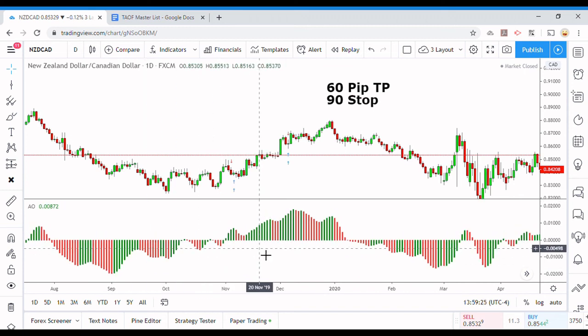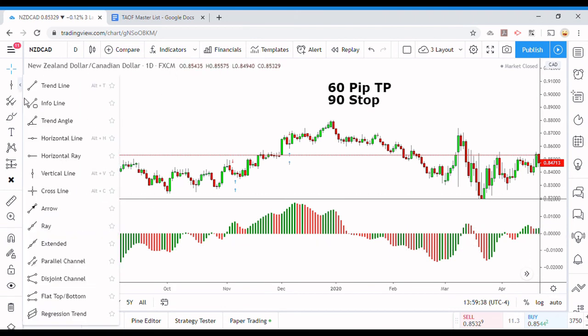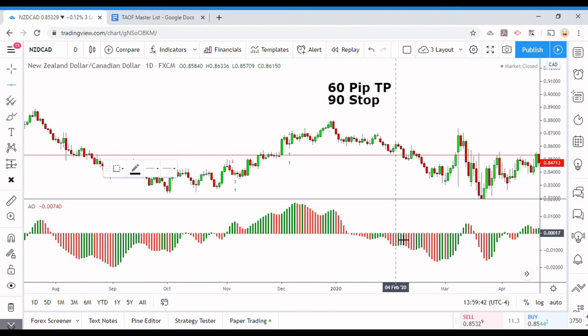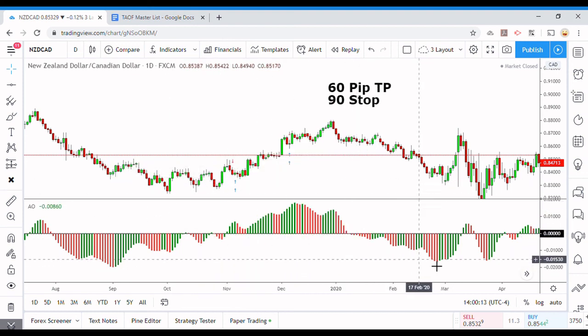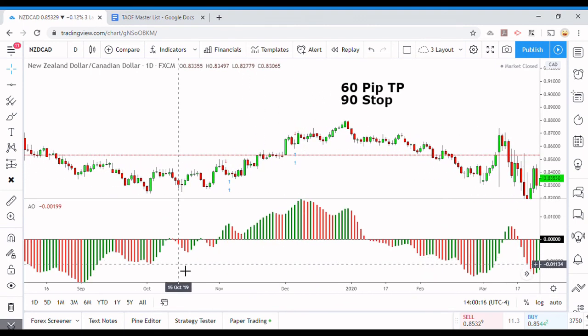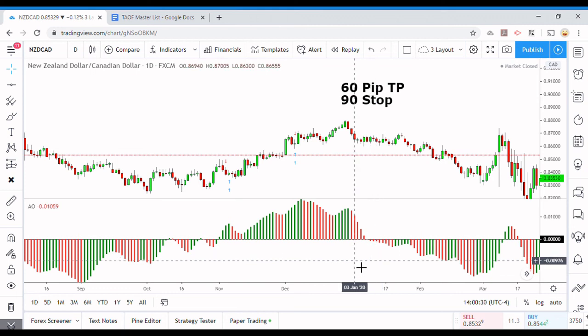And so instead of paying much weight to the color of the bars in the histogram, I'm going to use it as a zero line cross. To do that, I'm going to put a 0 line here. We are basically looking for a cross of the 0 line below or a cross of the 0 line above. A cross above is a buy signal, a cross below is a sell signal.